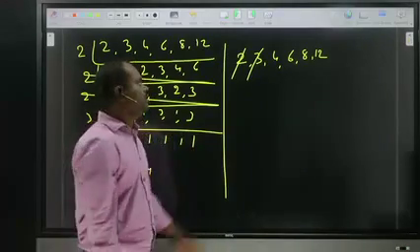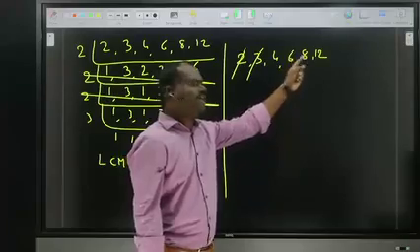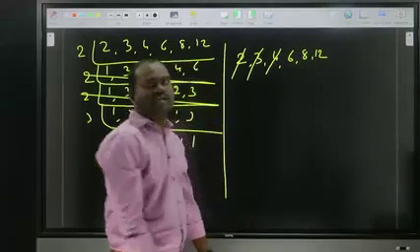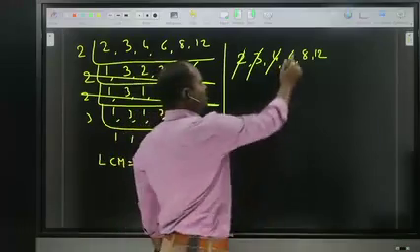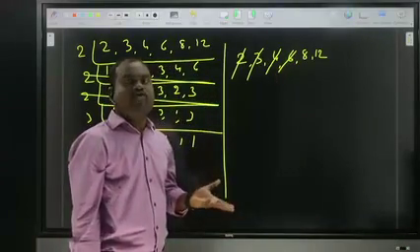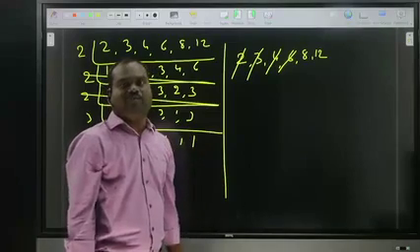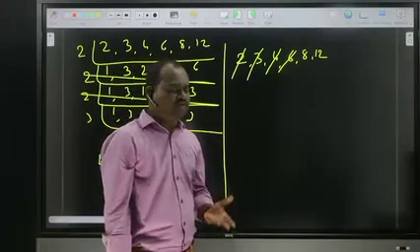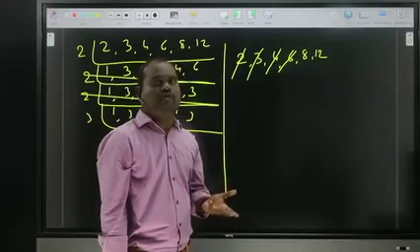Now in the 4 table, we'll get 8 as well as 12, so we can eliminate the 4 also. In the 6 table, we'll get the 12, so we can eliminate the 6 also. What is the next number? 8. In the 8 table, we can't get anyone, so we cannot eliminate the 8. What is the next number? 12. In the 12 table also we can't get anyone, so we can't eliminate the 12.